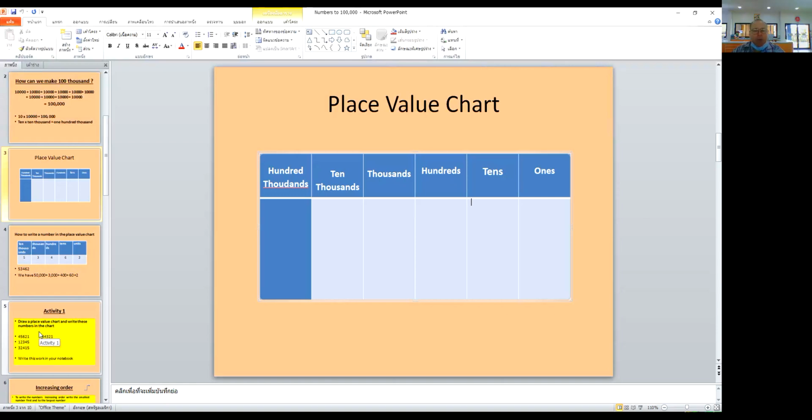So while you're drawing, you need your ruler and your pencil to draw up the boxes. At the top, we have the headings and then a blank underneath. The blank underneath is where you're going to be writing the numbers.